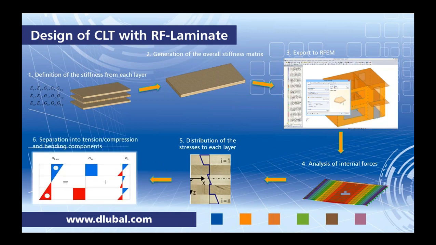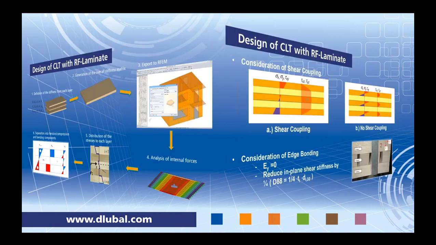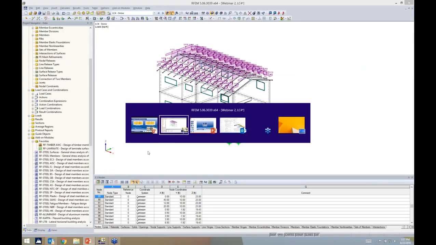Then for each stress, we're actually going to go ahead and separate it into tension, compression, and bending components. Then we take those stresses and compare them to what the code's giving us for our limit stresses, and then we're going to get a code check. So essentially, that's how RF-LAMINATE is working within the program.